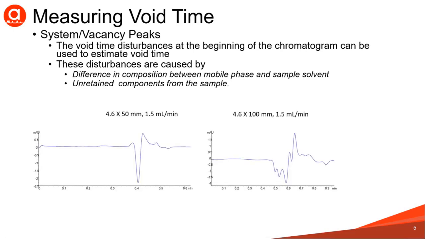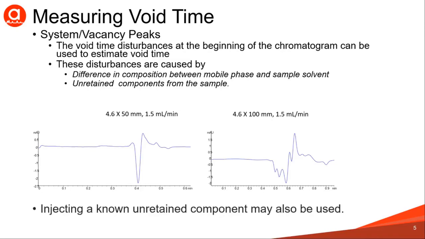These are two different examples of those void time disturbances. It can be a simple pattern, as you see on the left. It can be more complex, as you see on the right. We could also inject uracil. That's a fairly common void time estimator for C18 and many other reverse phase columns.